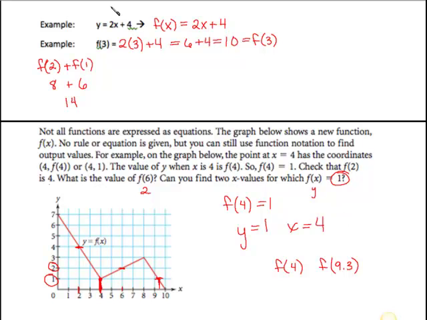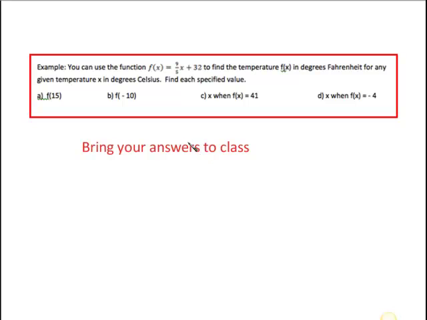All right, for in class lesson, please try the following example. Use this function f of x equals 9/5 times x plus 32 to find the temperature f of x degrees Fahrenheit for any given temperature x degrees in Celsius. So that's our relationship there, and you're asked to find 4 given values. Do your best on those and bring your answers to class.